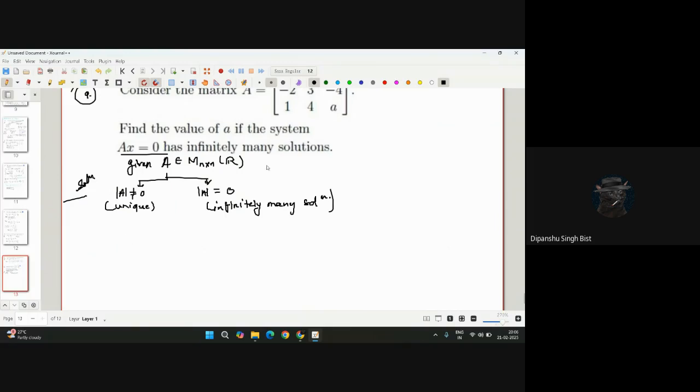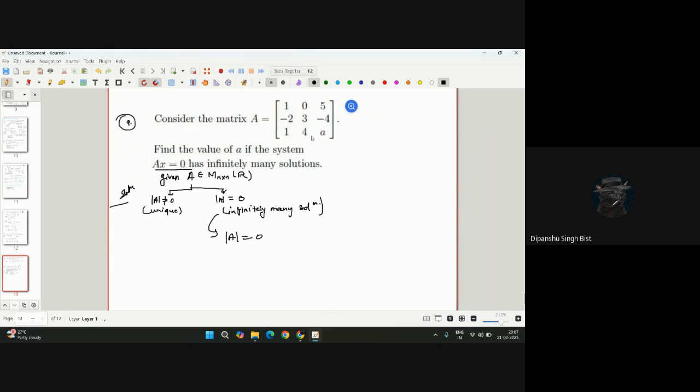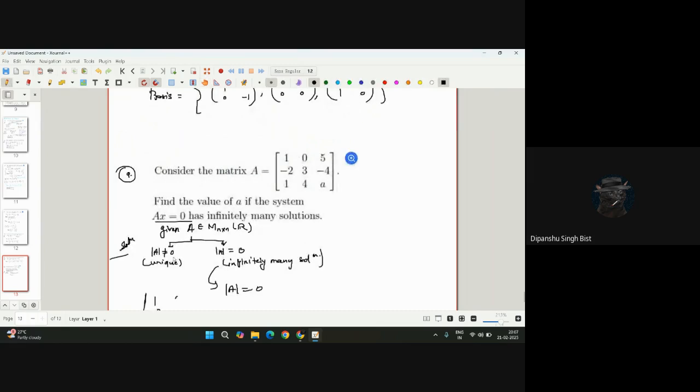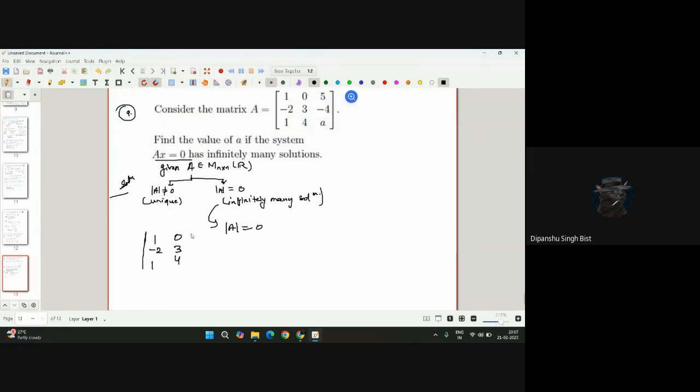So this wants infinitely many solutions. That means we can equate determinant of A with 0 in this case. So you just find the determinant of the matrix and equate it with 0. Let's do it. 1 minus 2 1, 0 3 4, and then you have 5 minus 4 alpha.